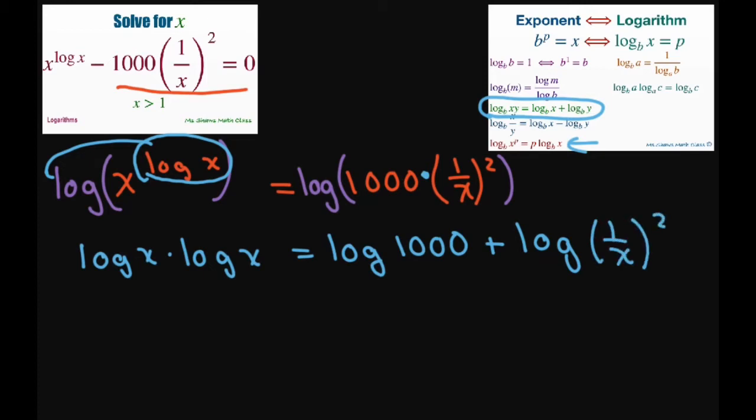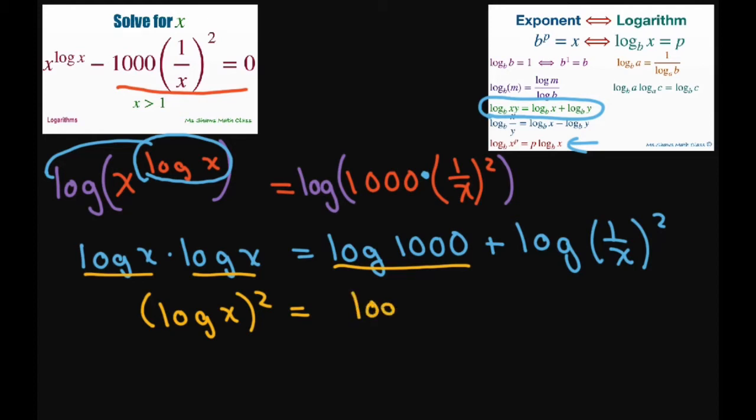Now let's simplify everything. We have two of these multiplied, so this can be written as log of x squared. This piece right here can be written as log of 10 to the power of 3. And then this piece can be written as log of x to the power of negative 2. Now for this right hand side, I'm going to move the 3 in front. That gives me 3, but these are all common logs base 10, so that just goes away.